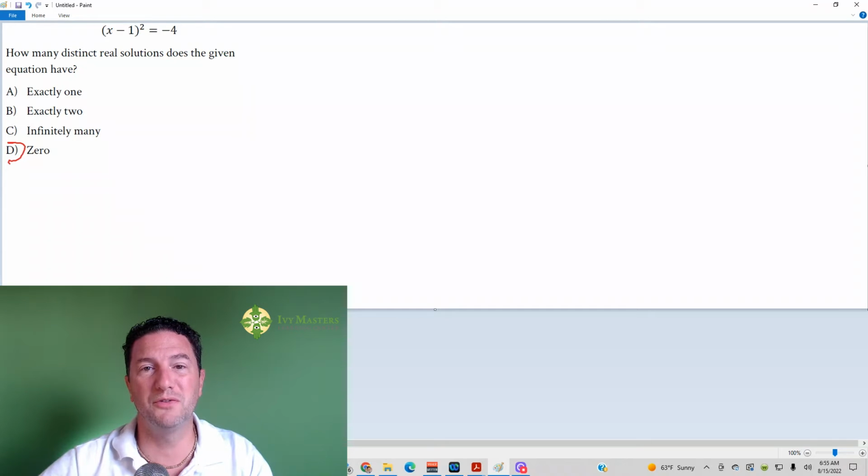You'd have to use the quadratic formula, negative b plus or minus the square root of b squared minus 4ac, all over 2a. Or you'd have to complete the square in order to solve it. And what you would find is that it's only imaginary solutions. Lastly, you could also use your calculator.